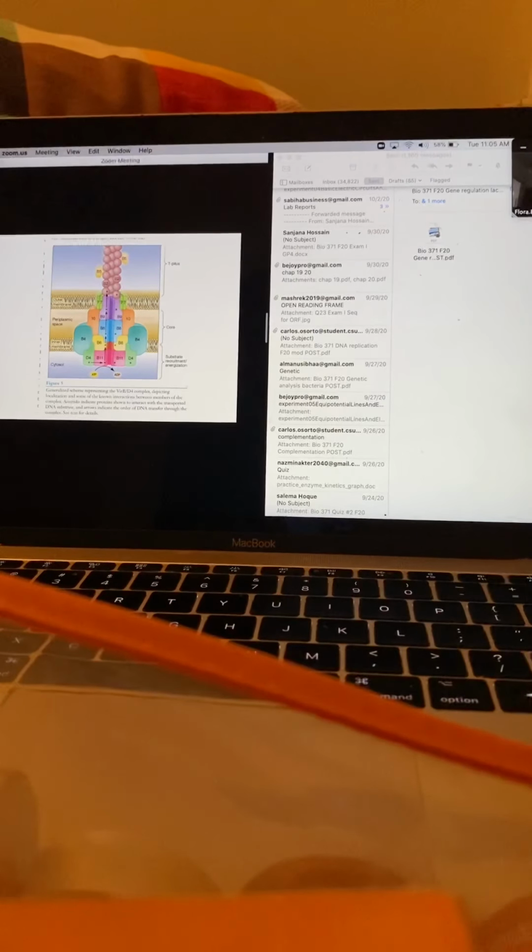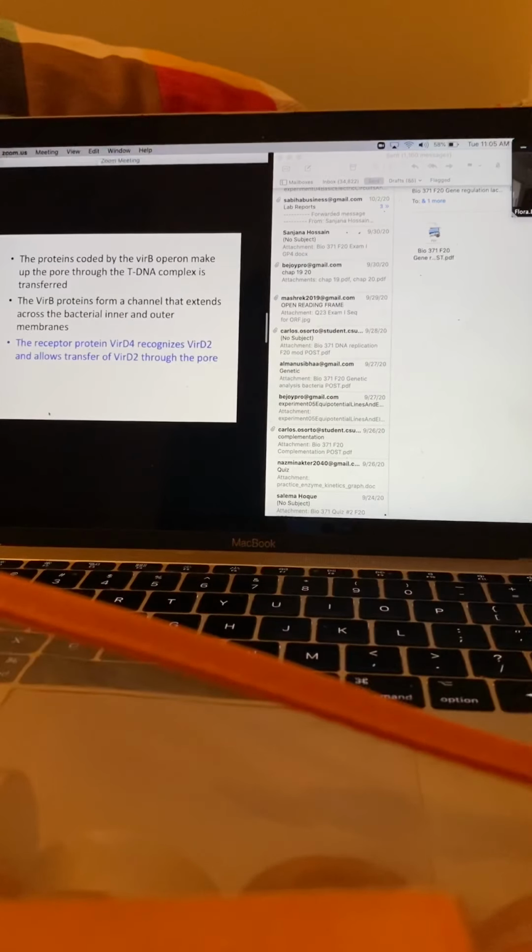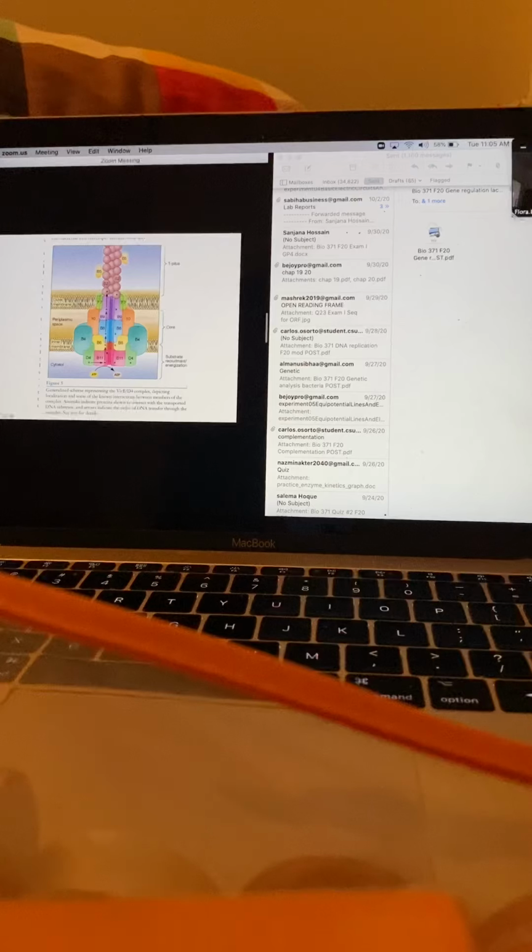Okay, so this receptor protein, VRD4, is the one that recognizes VRD2. So they interact, and if they have the appropriate amino acids, then VRD4 will allow this to open up, and VRD2 can go through, and it drags the tDNA, because the tDNA is attached to VRD2. So the DNA is moved passively through this pore.